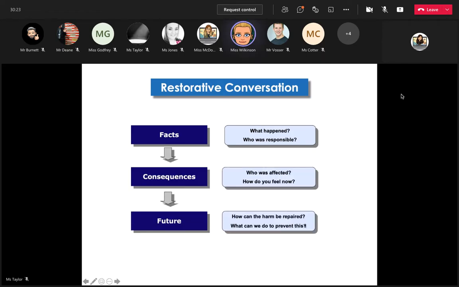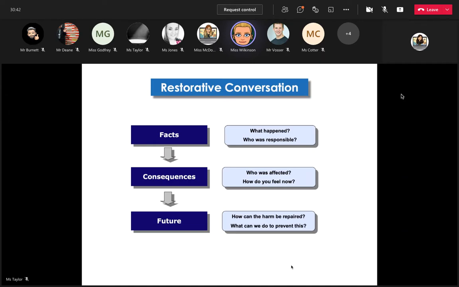So here's a reminder of the restorative conversation. So facts, consequences, and future, and all of those what, who, and how questions that we really have to try and get into the habit of using with our young people. Emma's given me all the activities to do this afternoon.